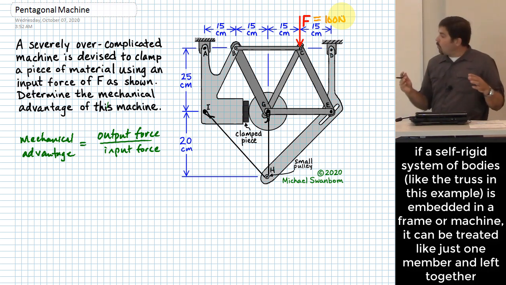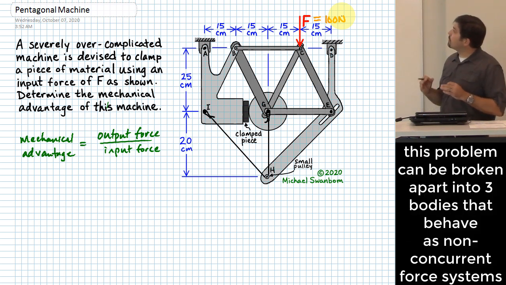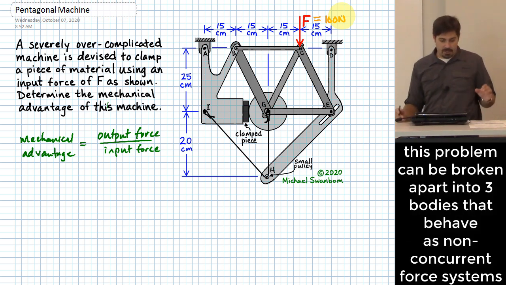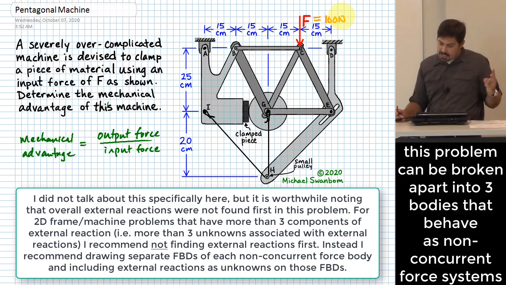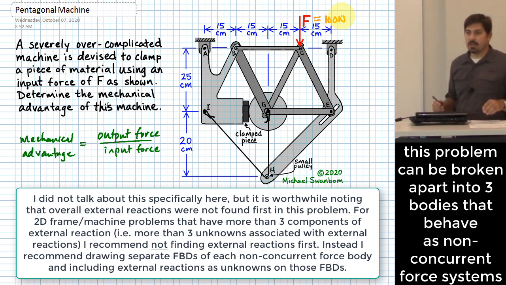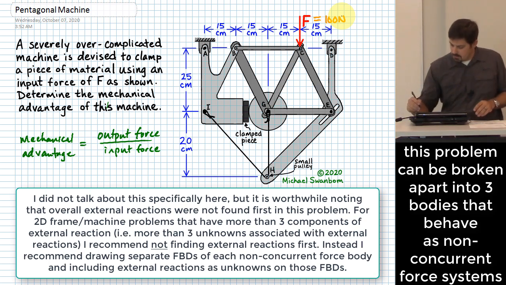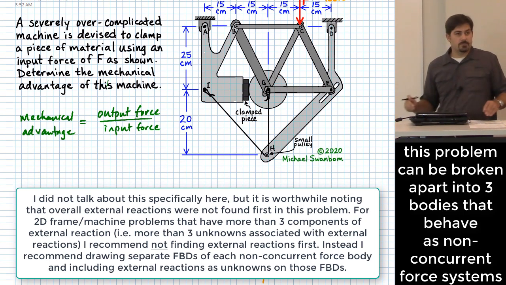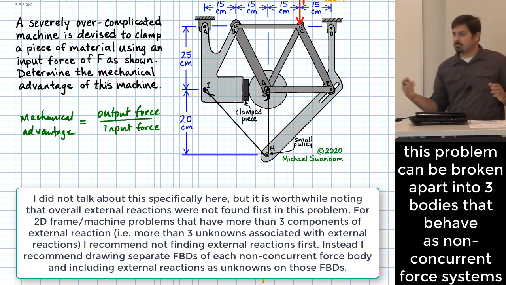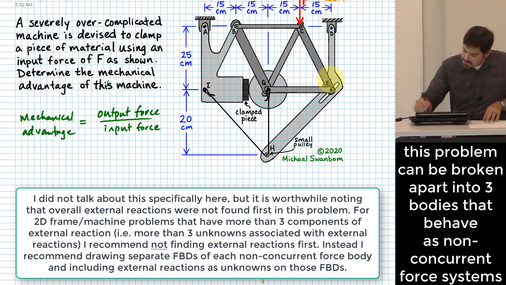So what I would then propose is that we probably have three bodies that we need to draw free body diagrams of. We identified them as ABI, HED, and BCEG. So let's draw those three free body diagrams and see where that takes us. Which one do you want to start with? Someone pipe up. You want to start with the one that's kind of strange, the truss in the middle of this thing. So let's start with BCEG.